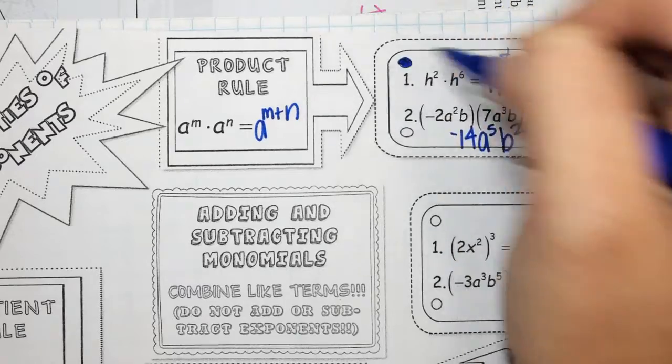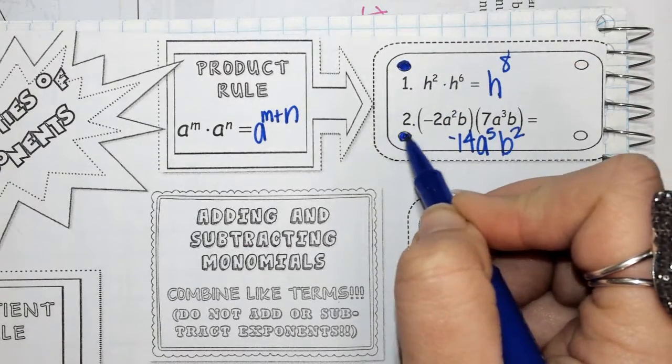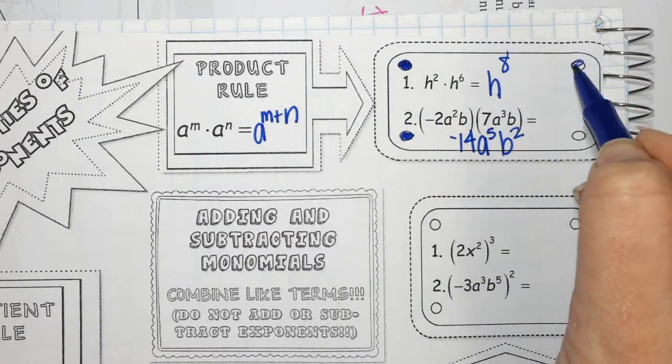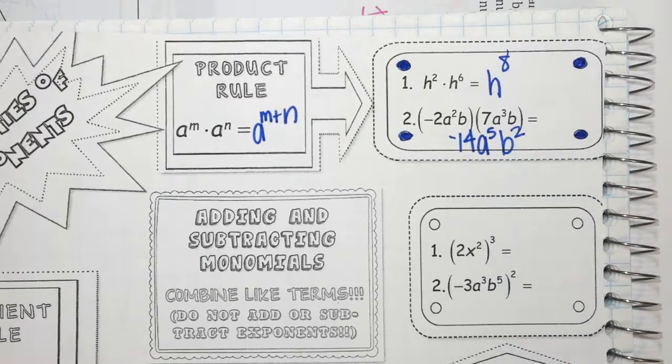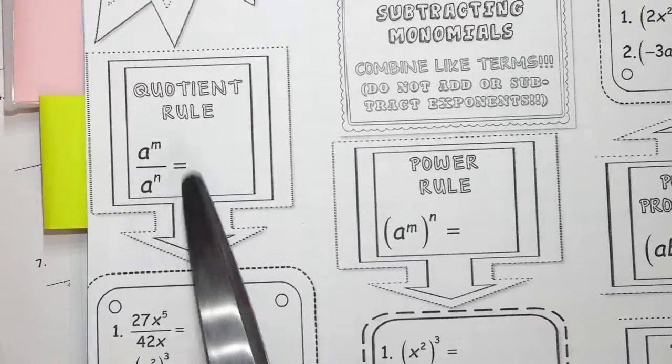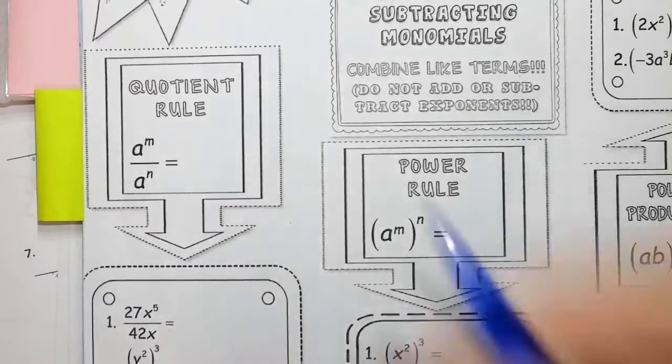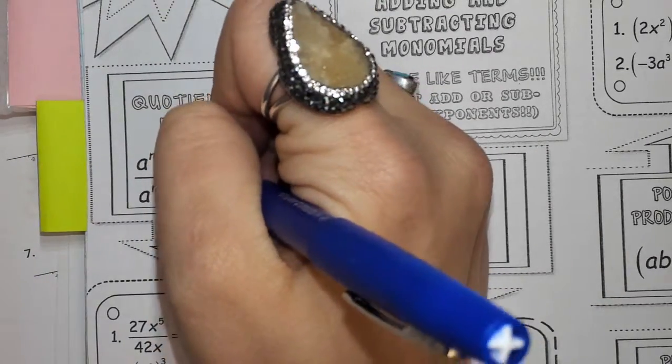All right, is everybody ready for quotient rule? What does the word quotient mean? Divide. And when you divide like bases, what do you do to the exponents? Subtract them. Awesome. So is it going to be m plus n or m minus n?